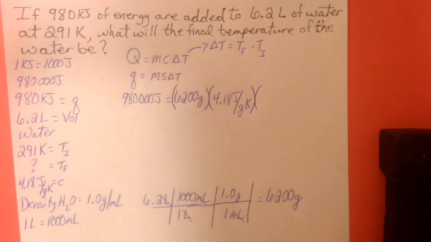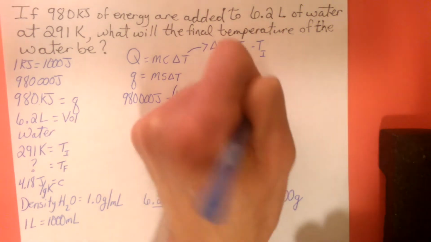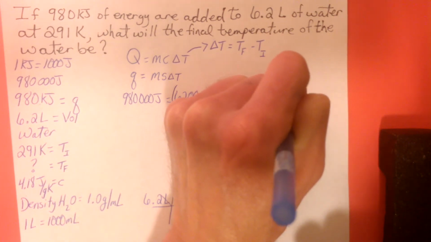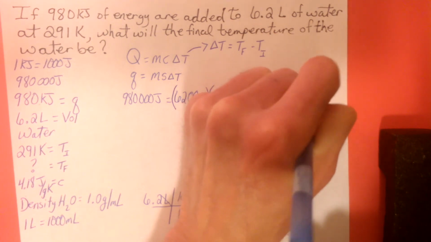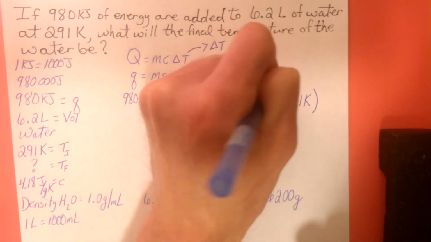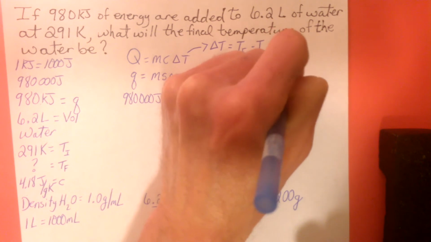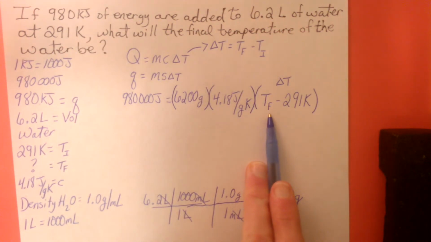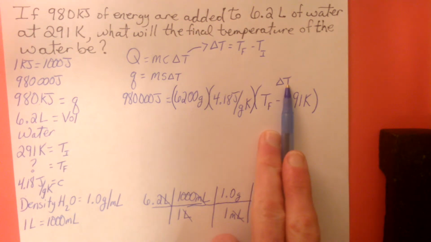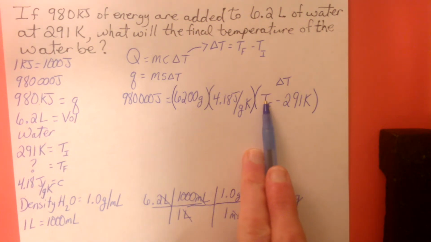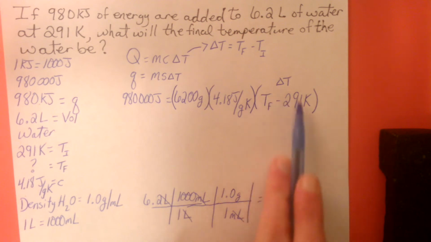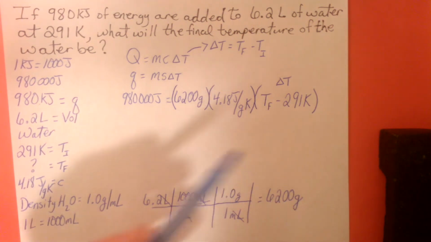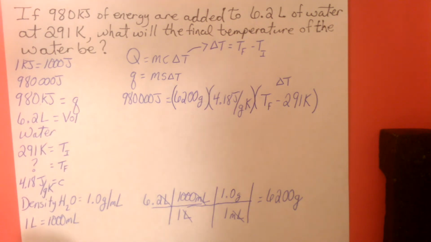Final minus initial. So we have here final minus 291 Kelvin. So this right here is equal to delta T. That's what we have so far. So we can't solve for delta T. We don't know what our final is. We're kind of at a block here, but that's okay. So let's solve this.